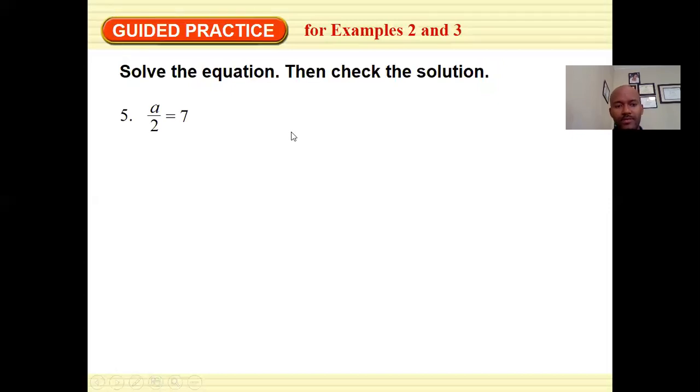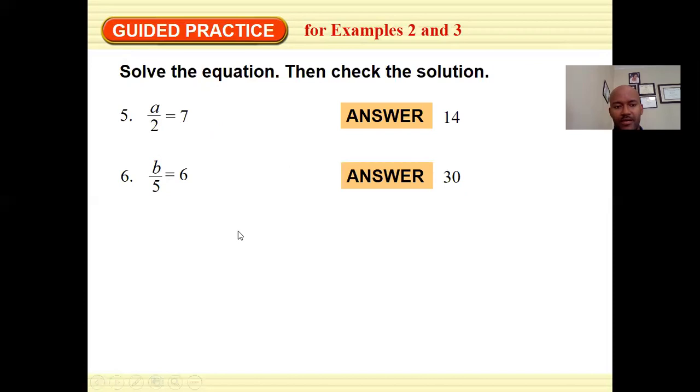So let's quickly solve these equations. x over 2 equals 4. Multiply both sides by 2, so we see that our answer will be 14. Here, we'll multiply both sides by 5. We see our answer would be 30.